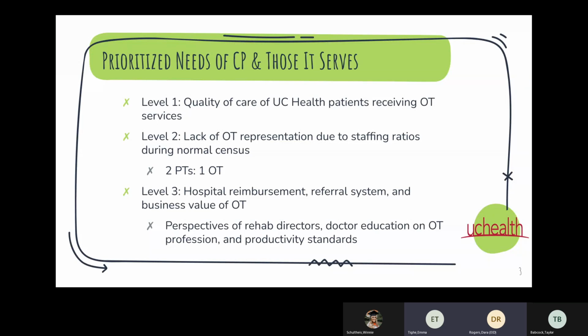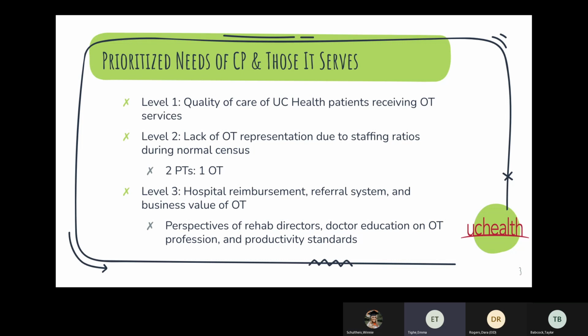First, we had a look at the prioritized needs of our community partner and those it serves. For our level 1, we identified it as the quality of care that the UC Health patients who are receiving OT services get. So the patient quality of care is directly impacted by the services they do or do not receive. For example, a study by Rogers et al. found that OT services in the acute setting can increase patient care and decrease hospital readmission rates. However, another study found that 66.5% of patients who are identified as needing OT did not get a referral.